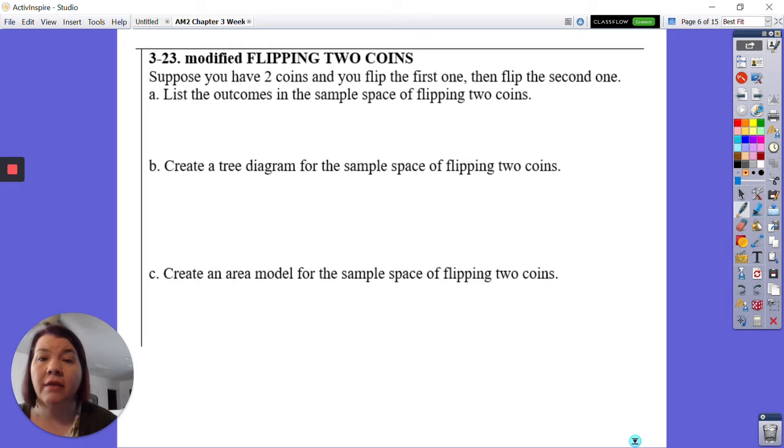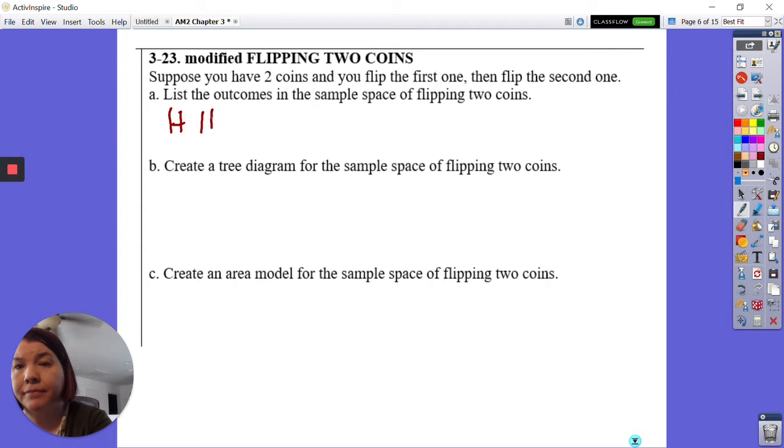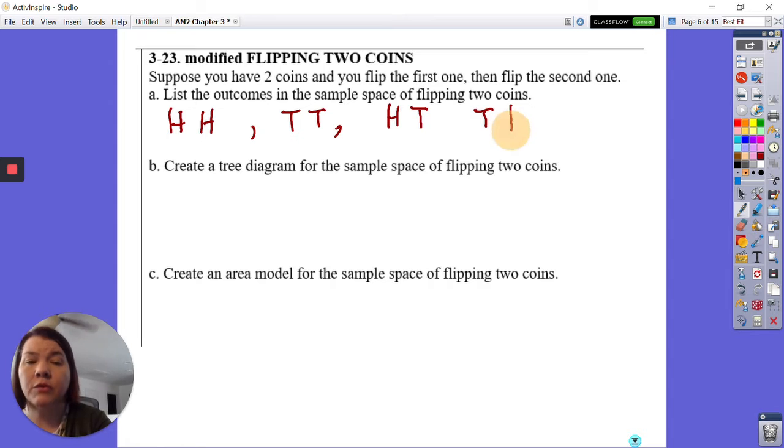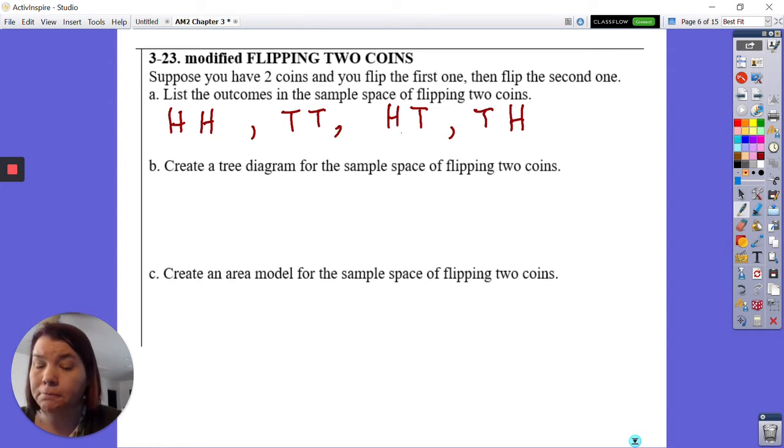All right, so let's list the outcomes in the sample space. Suppose we have two coins that we flip the first one, then flip the second one. So we're flipping them separately, not simultaneously. So what could I have? Well, I could have both of them come up heads. I could have both of them come up tails. I could have the first one come up heads and the second one come up tails, or the first one come up tails and the second one come up heads. These four are my only options.